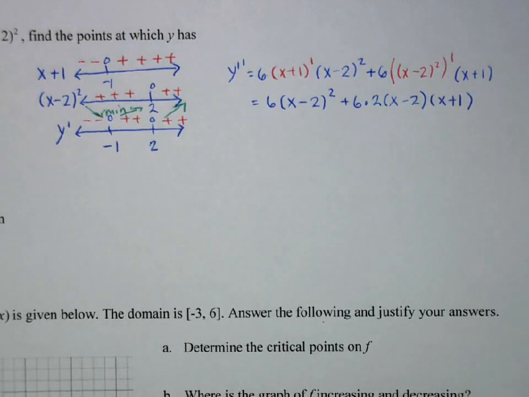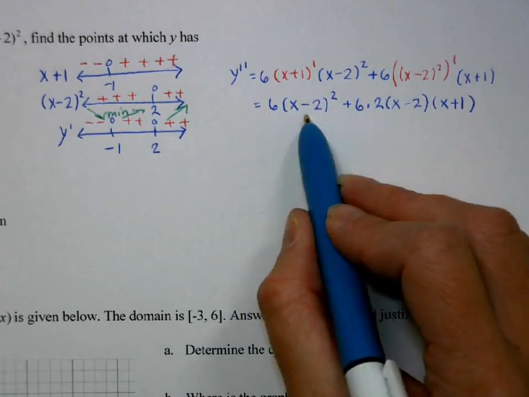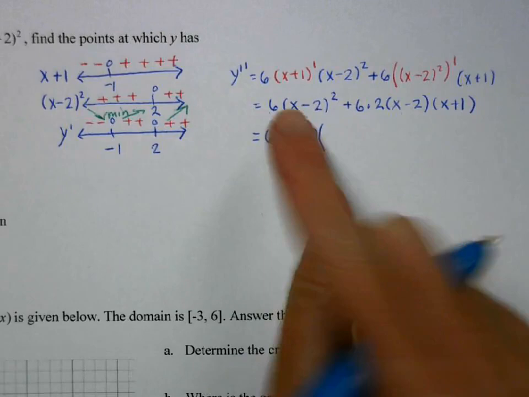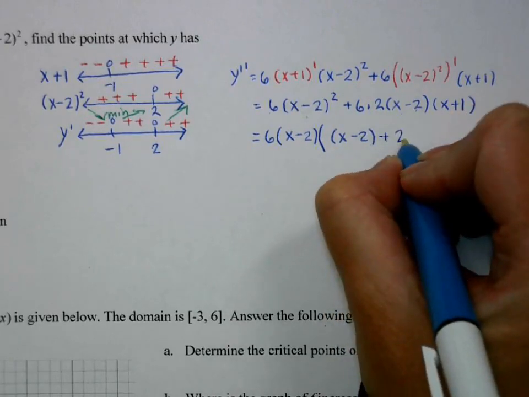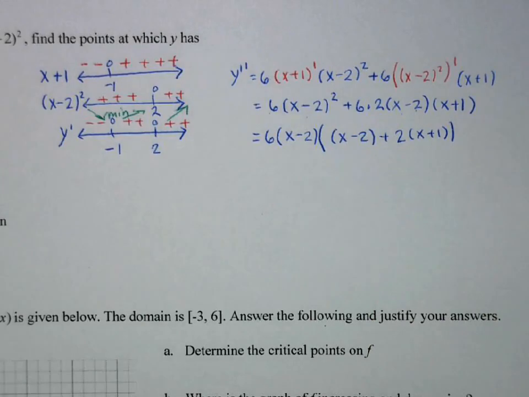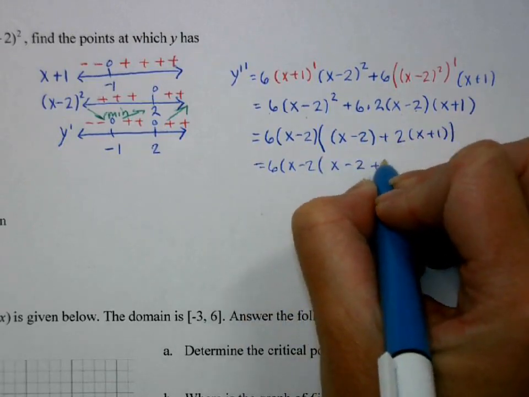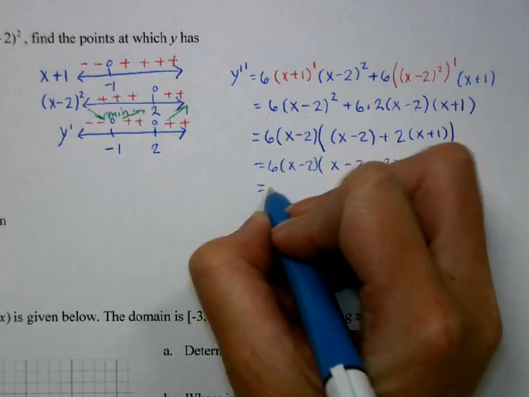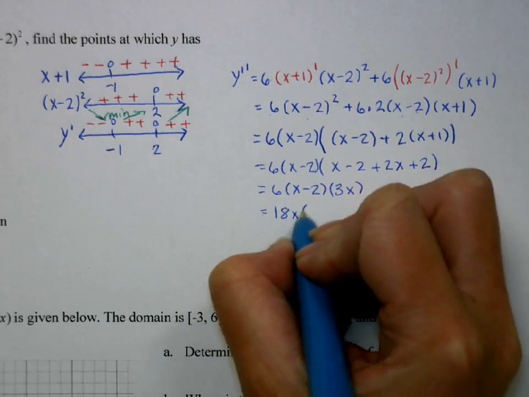Okay, so we have this. We want to come up with a sign chart. We prefer multiplication over addition because I can figure out the signs easily. So I'm going to factor out a 6 and an x minus 2. If I factor a 6 and an x minus 2 out of this, I'm left with x minus 2 here, and here I'm left with x plus 1, since I pulled out this and this. Then we simplify in the parentheses. The 2's cancel, so I'm left with 3x, which is going to be 18x times (x minus 2).